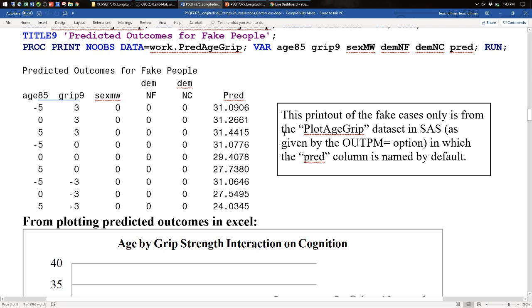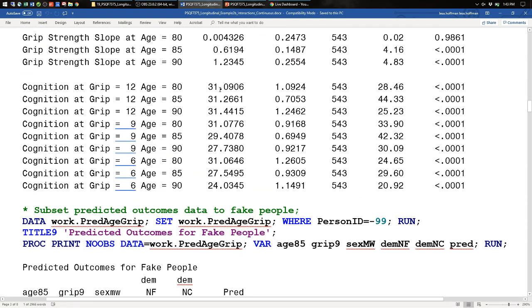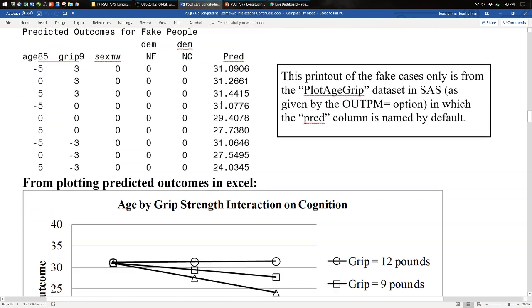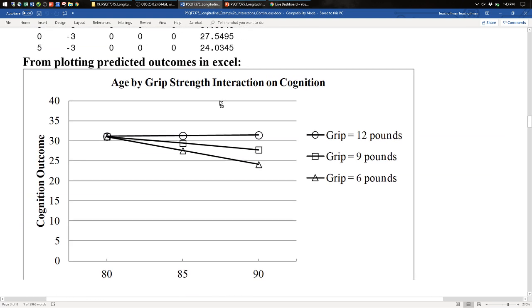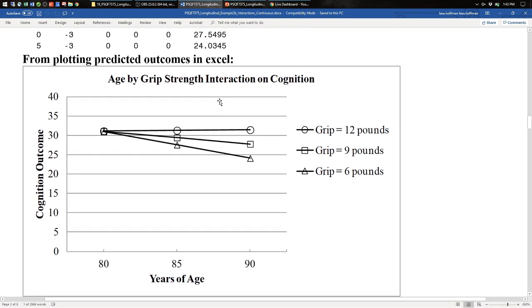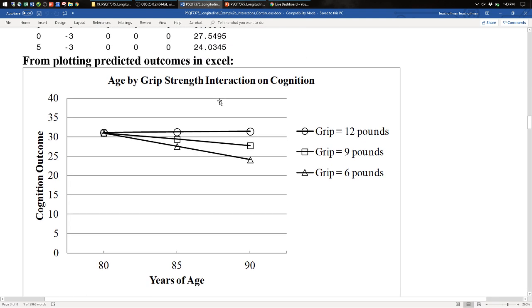And so I just printed that to show you that those numbers are exactly what you would get if you ask for it in a data set versus writing it out yourself. And here's the pictures. So I decided to make the effective age the predictor in the picture and to plot different lines for different levels of grip strength as the moderator.